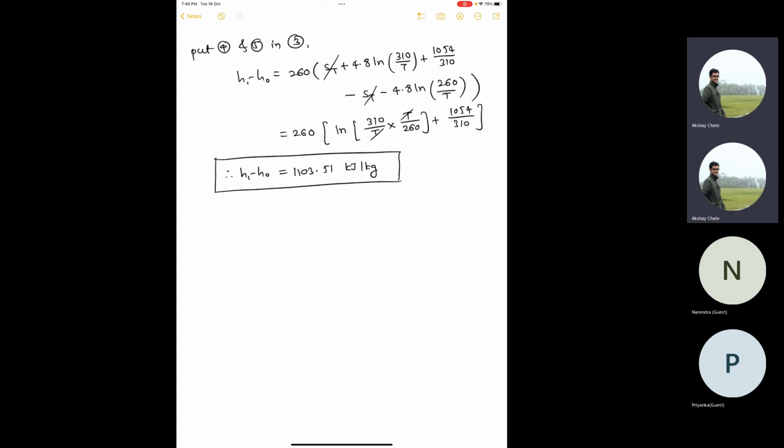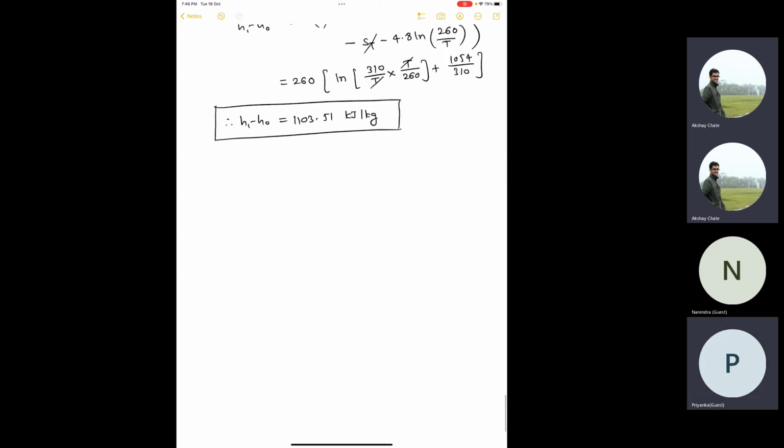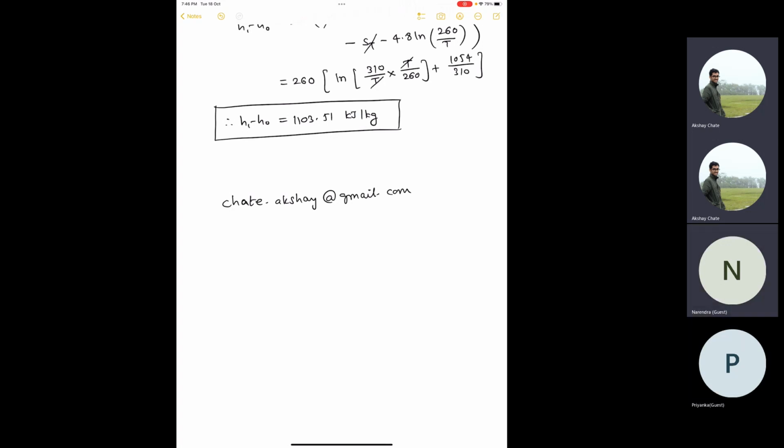So my email ID is my name only, just jumbled. It is my surname, Chate, C-H-A-T-E dot akshay@gmail.com. So this is my email ID. If you have anything, you can reach out to me. Maybe it will take some time because I have some other things here, but I'll try to get back to you.